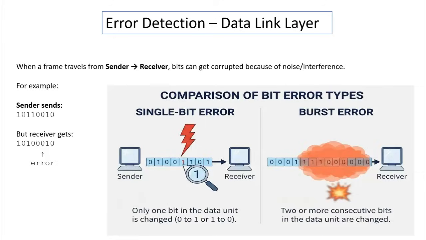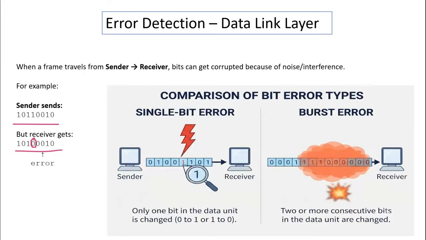Moving on to the concept, when a frame travels from the sender to the receiver, bits can get corrupted because of noise or interference. Look at the example. The sender sends data 10110010, whereas the receiver has received 10100010, which means that the fourth bit is in error.